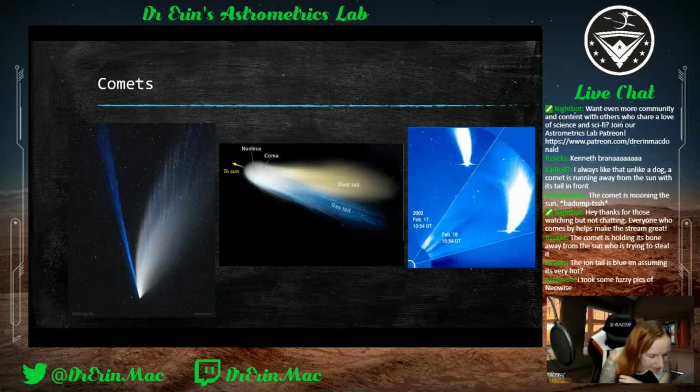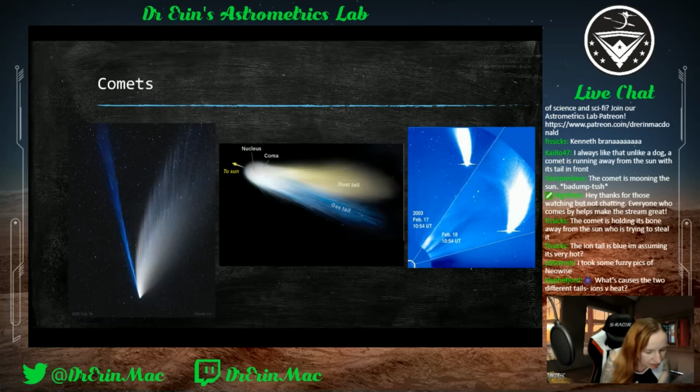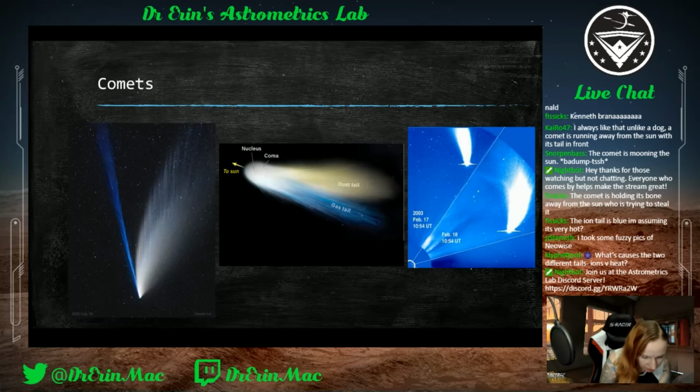Okay, let me find the detail of this. So the plasma tail consists of gas escaping the coma. Ultraviolet light from the sun ionizes the gas. The solar wind then carries it straight outwards. That's why it extends away from the sun. But there's nothing here about the temperature. I think it's just the interaction of the ultraviolet light with the gas that causes that.